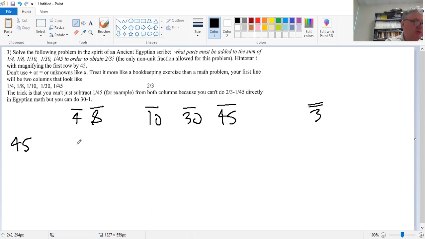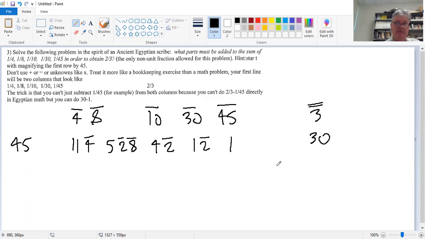Well, 45 times a quarter gives us 11 1/4. 45 times an eighth gives us 5 5/8, which is a half and an eighth. 45 times a tenth is 4 1/2. 45 times a 30th is 1 1/2. And 45 times a 45th is just 1. And over here we're going to get 30.